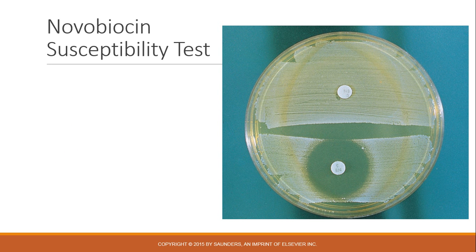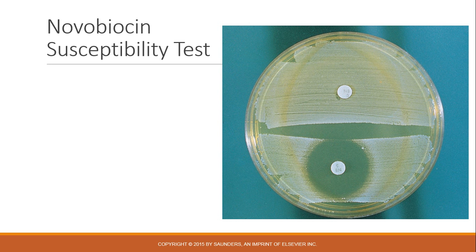Here's a picture of the novobiocin susceptibility. So notice it's real heavy growth. It's a lawn of growth. And that's what you want to do when you're testing for antibiotic sensitivity, because you're looking for a zone of inhibition. And the zone of inhibition is this area of no growth here, right? So like last week, hopefully you measured the diameter of the zone of inhibition, and you got a diameter in millimeters, and you determined if that was sensitive or resistant.